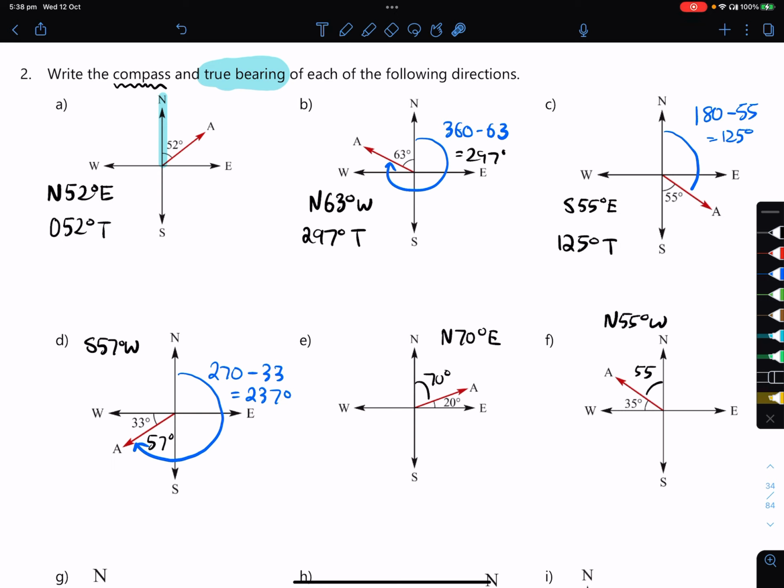Now, for question E, this one's simple. Starting from north, going clockwise, that would be just 70 degrees true bearing.